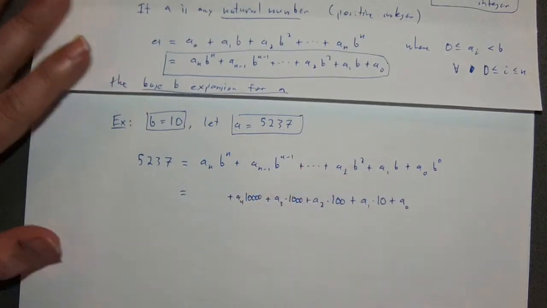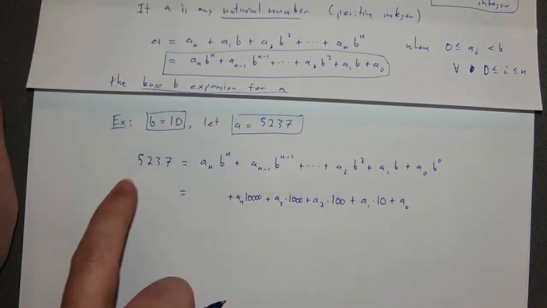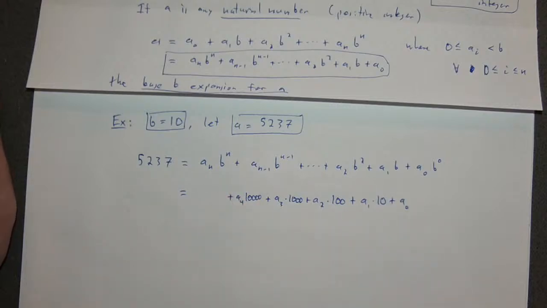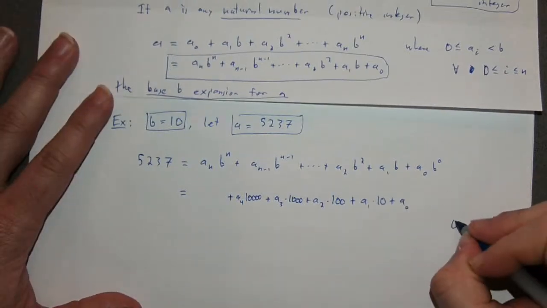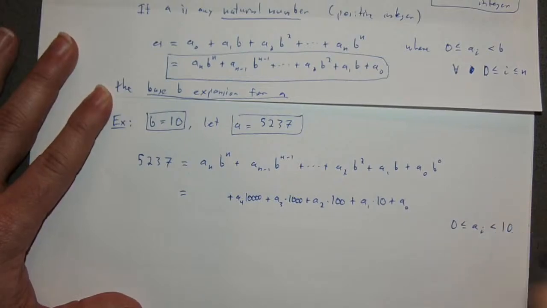Okay, now you see what it is that's going on here, right? I have 5,237 written in this form. Okay, what is the issue here? What does a sub 4 have to be? Well, I'd have a sub 4 times 10,000. Of course, these a sub i's have to be between 0 and 10, and they're strictly less than 10.